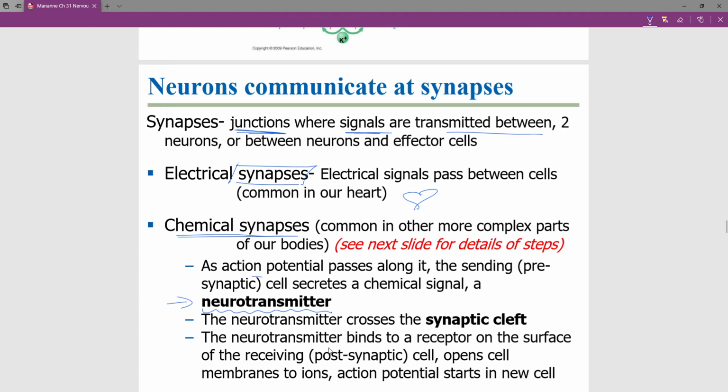As an action potential passes along, the sending neuron, or presynaptic cell, can secrete a chemical signal. This chemical signal is a neurotransmitter, because remember, we're talking about a chemical synapse. The neurotransmitter crosses the gap, the synaptic cleft, between the two neurons and binds to the receptor on the surface of the receiving, or postsynaptic, cell, opening the cell to new ions and activating another action potential in that new cell. So we need those neurotransmitters to make the next neuron fire.